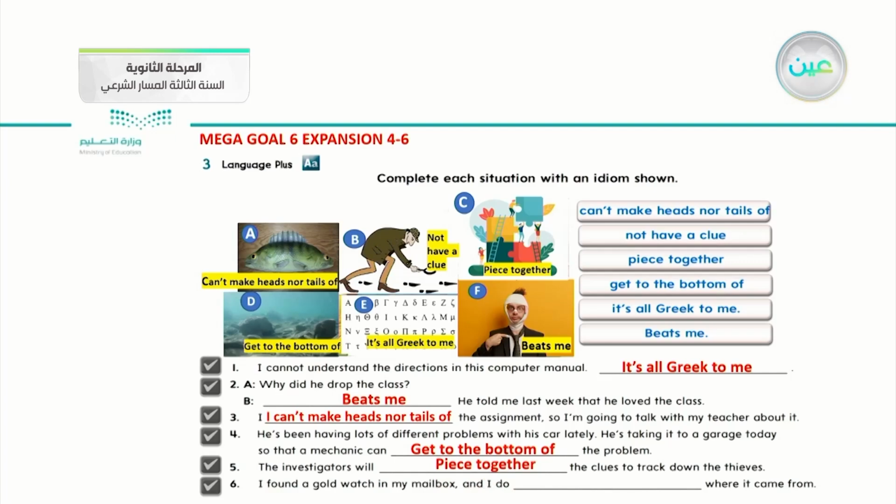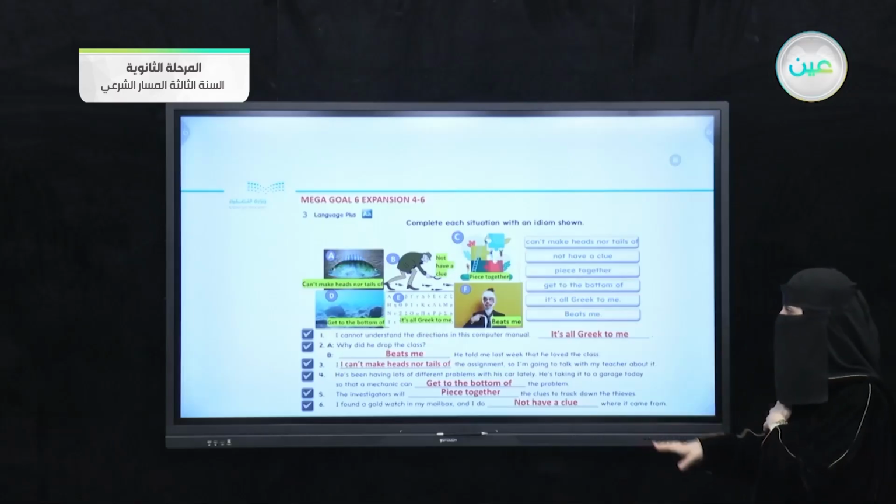Number 6, I found a gold watch in my mailbox, and I do not have a clue where it came from. I do what? What do you think it is? I do not have a clue, because this is something unusual, something they didn't know who sent. We can use "not have a clue" if you don't have any information about that.